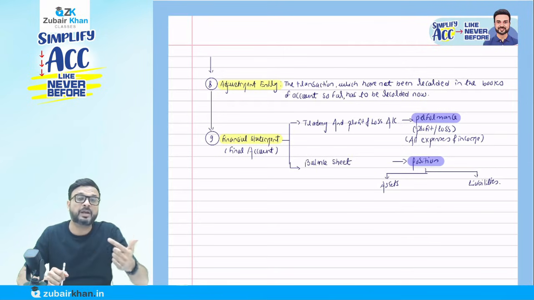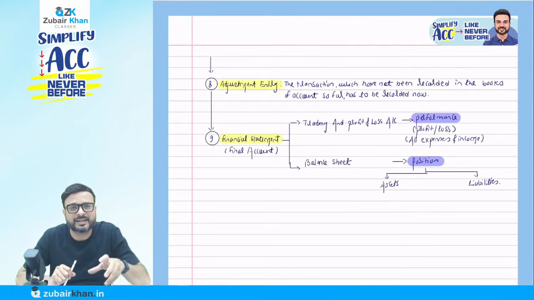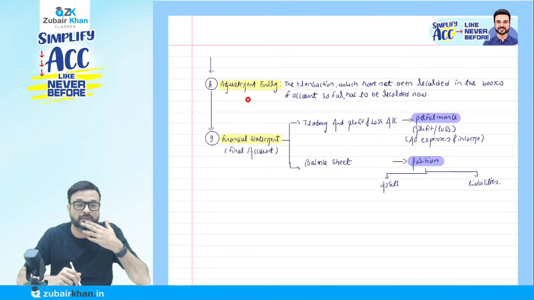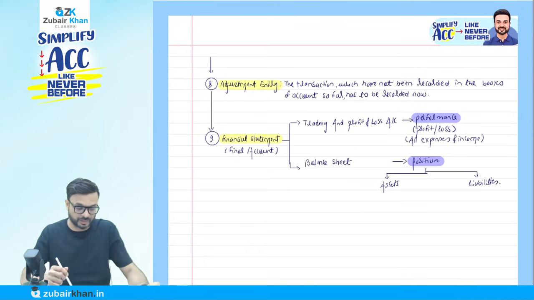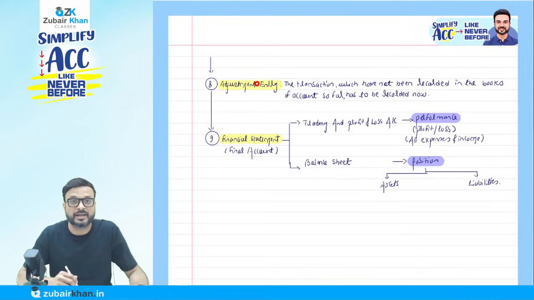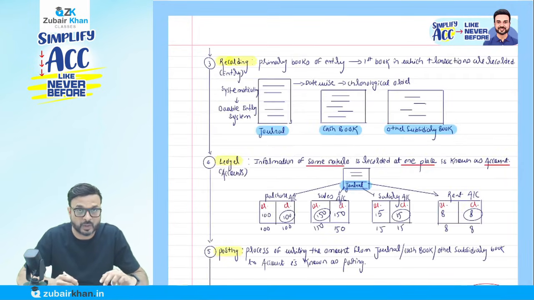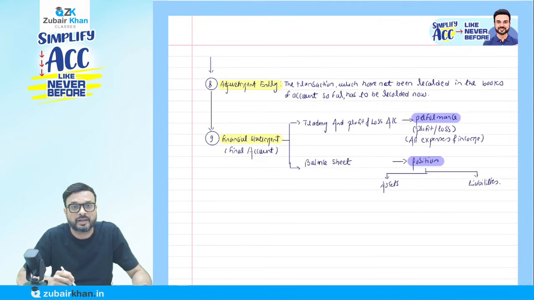But it might happen that at the end of the year, there are some entries we have not yet passed. So we have to pass the adjustment entry. The adjustment entry is nothing but a recording-stage entry that we have not yet passed. We have to follow the double entry system. So here we give the effect of the adjustment entries, and then we prepare the final accounts.